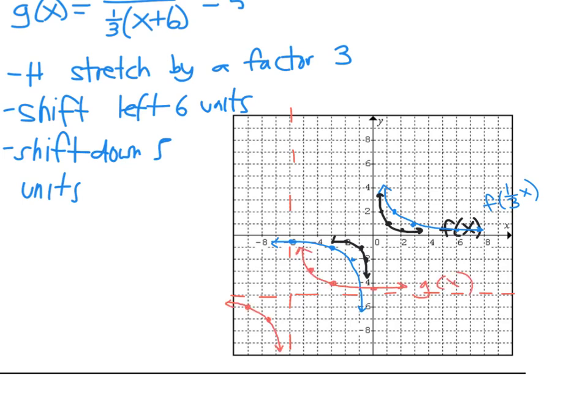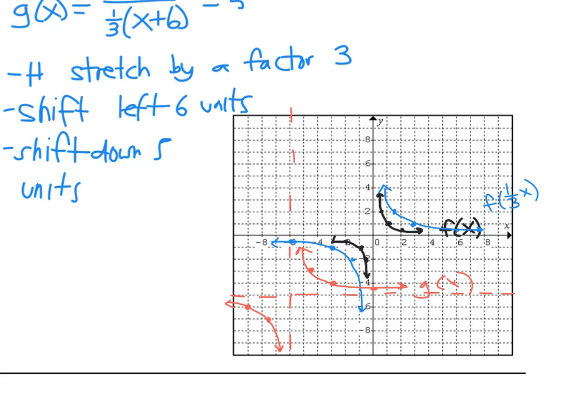All right, so here we are. So I like to just take that central point and move it. So if I go 6 to the left, down 5, I get right here, and then I'll do my right and left point. And then same thing here. I couldn't actually fit this coordinate because it jumps off the page. So there's your g of x.